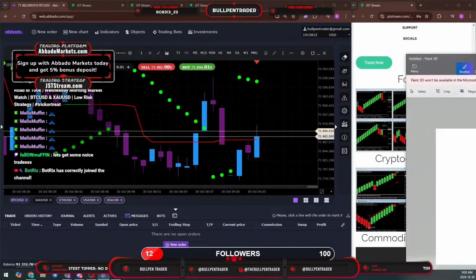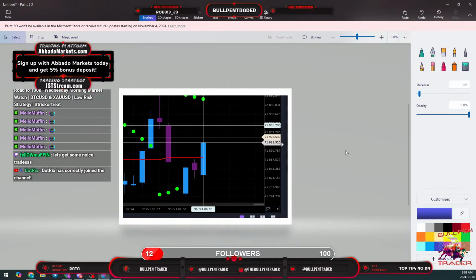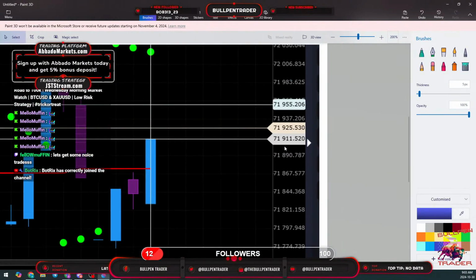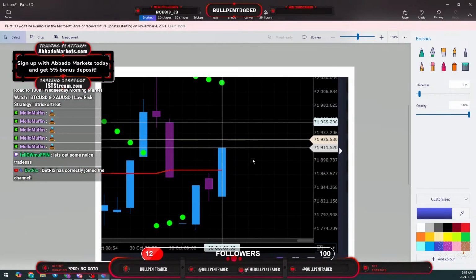All right, so we have Paint open here. I'm going to paste this in. This is your chart, for example. You guys can see this, correct? Let me know in the chat. You guys can see this?